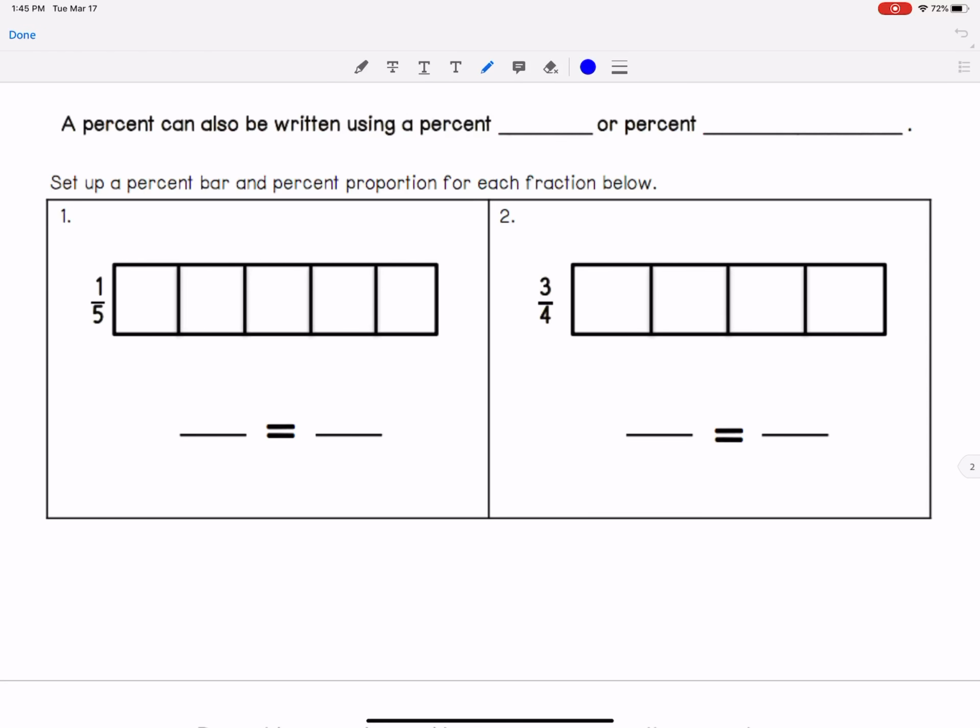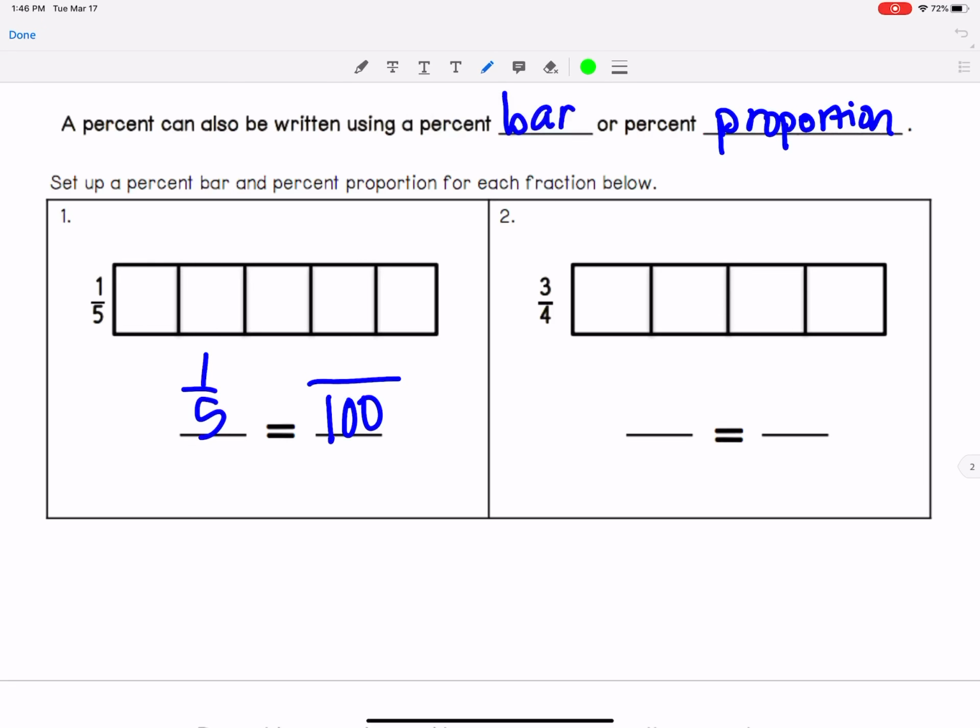And let's switch up the colors here. A percent bar or percent proportion. So you'll notice down below here, we have a percent bar. 1/5 is equal to what out of 100?